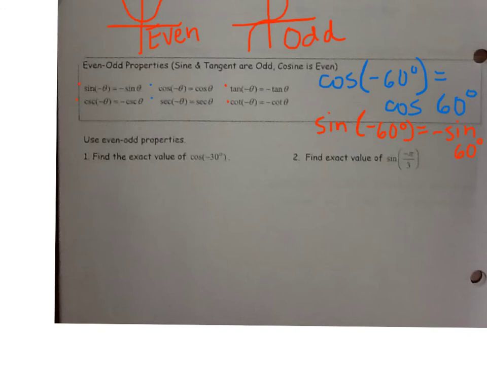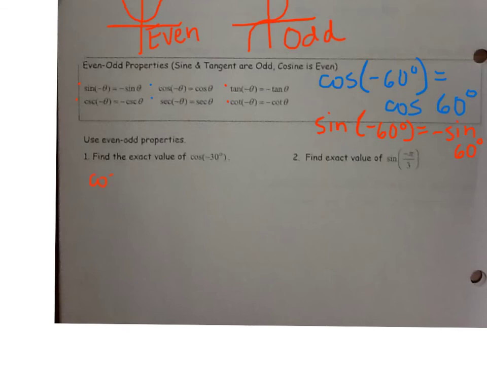Okay, and we can show that through graphing again. All right, so if I use some of these properties, the first one, we could probably do it without using an even-odd property, right? It says cosine negative 30. Well, that tells me to just go clockwise around the circle, but let's just treat it so we can use these properties and see how they work.